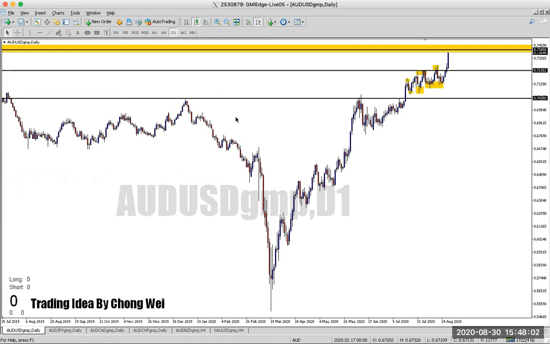Okay, so today we'll be analyzing the market analysis for the 31st of August, the last day of August, until the 4th of September 2020. We are now entering September, which is the third quarter of the year. Let's check out how the market is going to move.